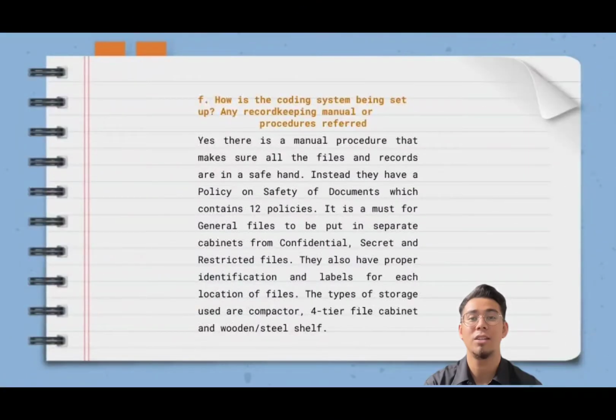Last analysis question for my part is, how is the coding system being set up? Are any record keeping manual or procedures referred to? The answer is yes. There is a manual procedure that makes sure all the files and records are in safe hands. They have a policy on safety of documents, which contains 12 policies. It is a must for general files to be put in separate cabinets from confidential, secret and restricted files. They also have proper identification and labels for each location of files. The types of storage used are compactor, 4-tier file cabinet, and wooden or steel shelf.